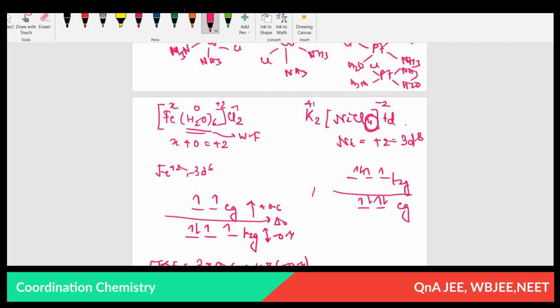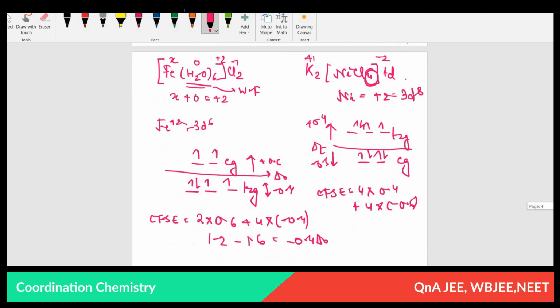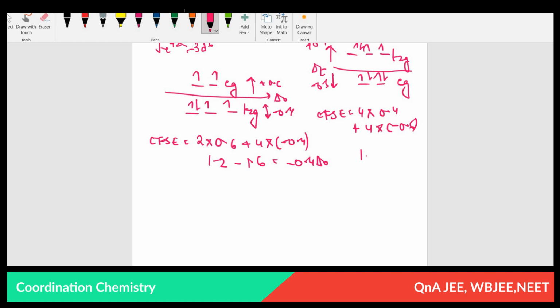So, this would be delta T, barycenter. This would be +0.4 and this will be -0.6, correct? So, our CFSE would be 4 into +0.4 plus 4 into -0.6, which will give us 1.6 minus 2.4, right? This would be -0.8 delta T and not delta O. This is a very common mistake that we make. Alright, so our option will be option number B.